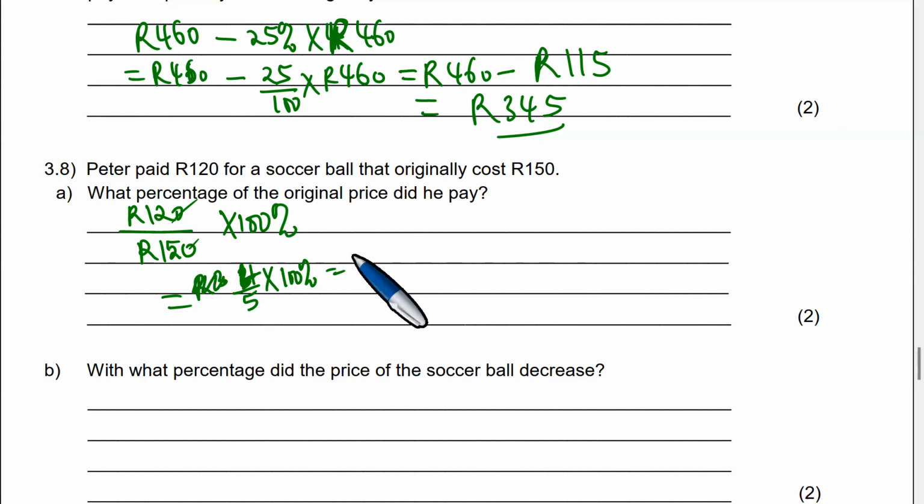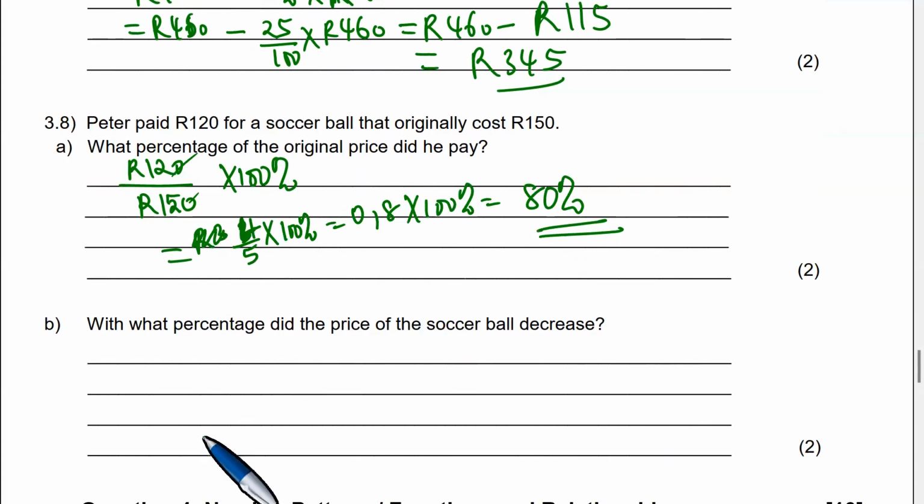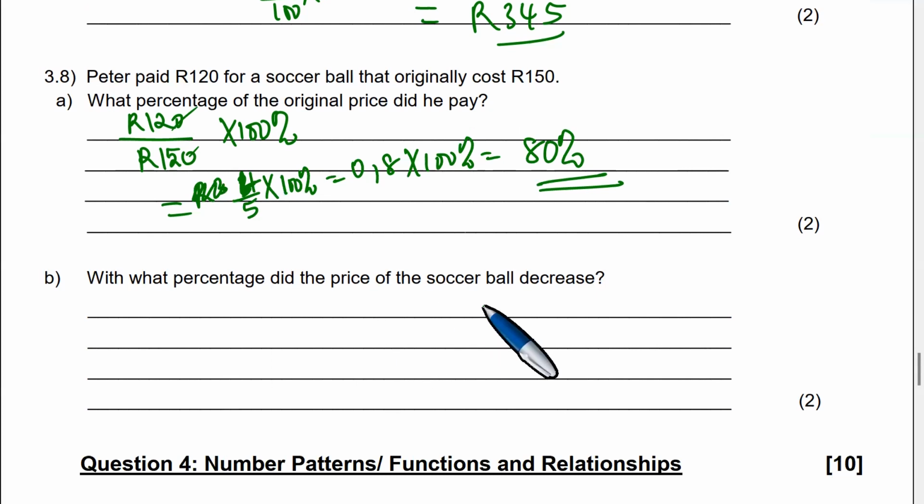So now this one is 0.8 times 100%. What is 0.8 times 100%? It is 80%. So he paid 120 out of 150, which is 80%. Next, by what percentage did the price of the soccer ball decrease? It decreased by 20%. Well done. In other words, you'd say 150 minus 120, which is 30 Rand.